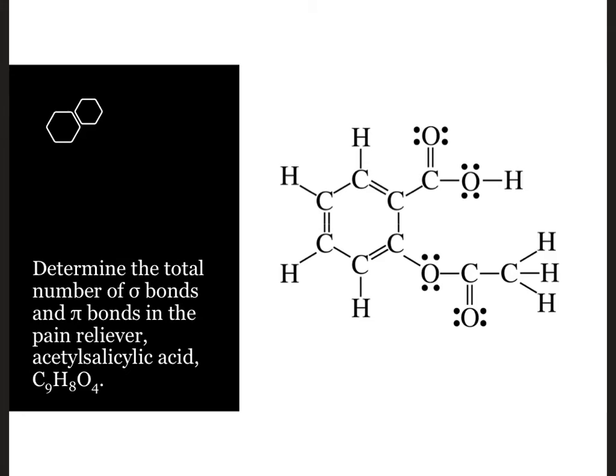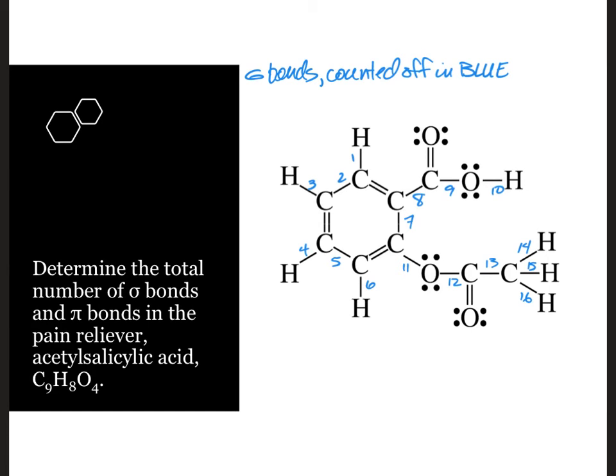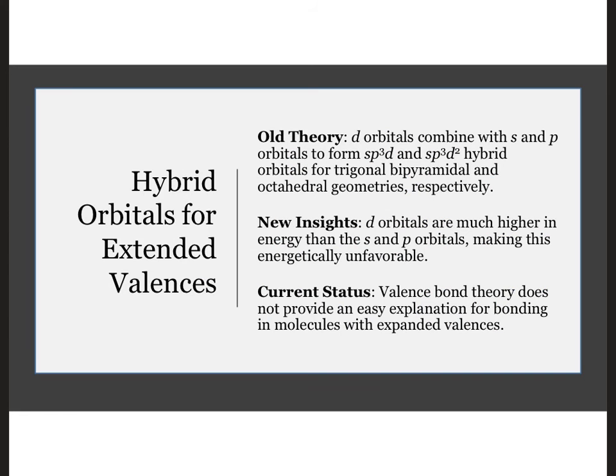Here's one for you to try. How many sigma and pi bonds can you count in this structure for acetylsalicylic acid? Keep in mind that each double bond contains both a sigma and a pi bond. Here's the answer. All 16 single bonds are sigma bonds. The 5 double bonds contain 1 sigma bond and 1 pi bond each for a total of 21 sigma bonds and 5 pi bonds.